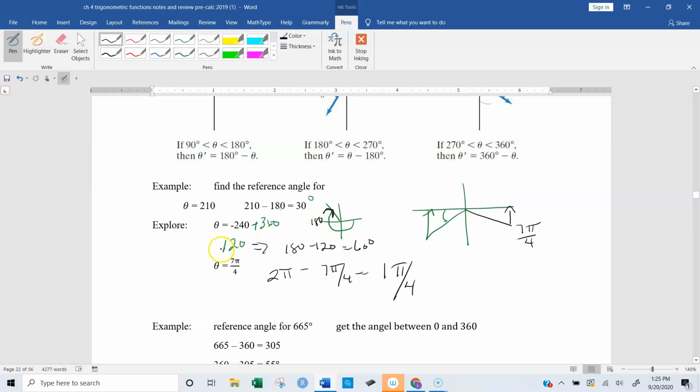Or you can add 360 and change this to a positive angle so it's easier to work with. So at 120, how close am I to 180? So then you take 180 minus 120 and you get a 60-degree angle.